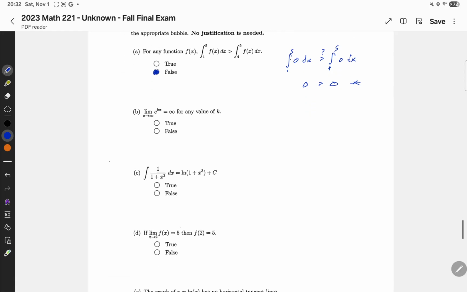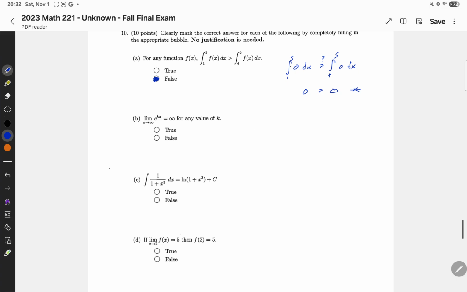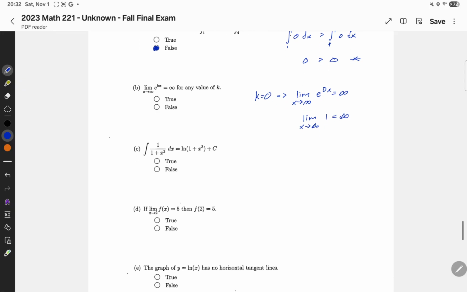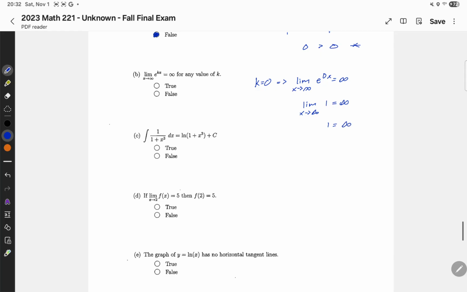All right, moving on. The limit as x approaches infinity of e to the kx is equal to infinity for any value of k. We can actually do a similar thing. Let's say what happens if k is equal to 0? This implies that the limit as x approaches infinity of e to the 0x is equal to infinity. But this is just the same as the limit as x approaches infinity of 1 is equal to infinity. This is just 1 is equal to infinity, which again is a contradiction. So this doesn't hold. This is false.